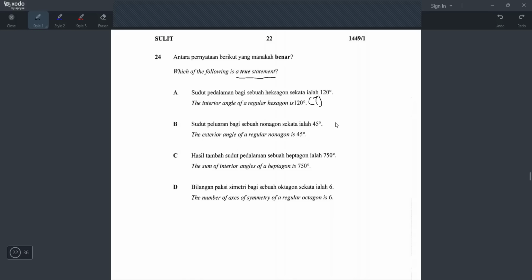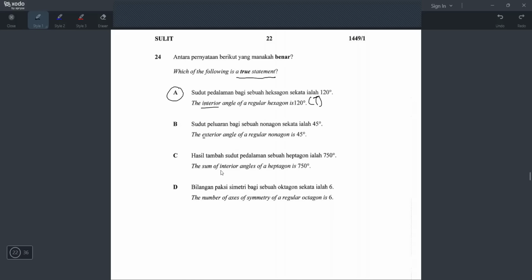But let's read B, C, D also. Exterior angle of a nonagon is 45. This one I didn't memorize, so I'm not sure. And then sum of interior angles of a heptagon is 750. Because I know the answer is A already, and I'm so confident because I memorized it, I know B, C, D are false already. But don't worry, I'll explain to you why they are false. D says number of axes of symmetry of a regular octagon is 6. Well, let's explain the first one first.